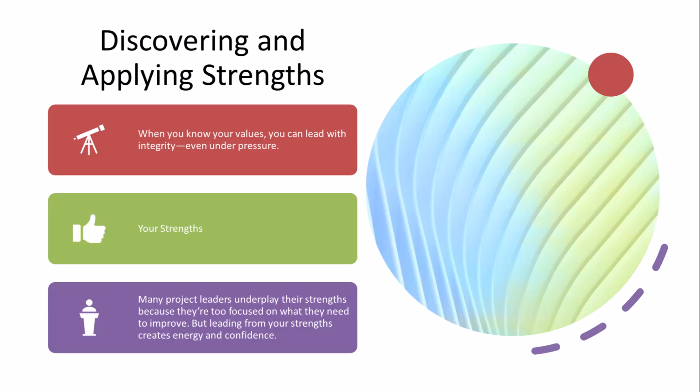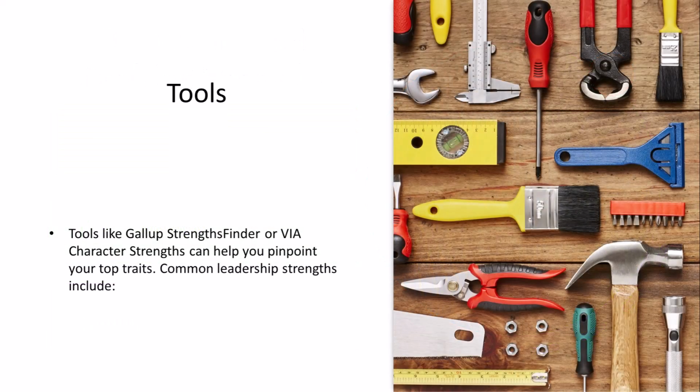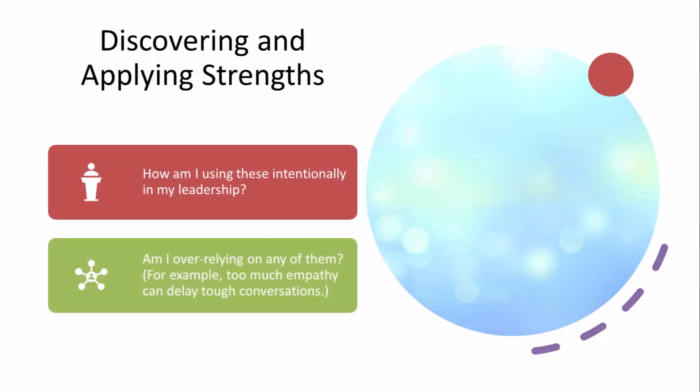Your strengths. Many project leaders underplay their strengths because they're too focused on what they need to improve. But leading from your strengths creates energy and confidence. Tools like Gallup StrengthsFinder or VIA Character Strengths can help you pinpoint your top traits. Common leadership strengths include strategic thinking, empathy, accountability, adaptability, communication. Once you identify your strengths, ask, how am I using these intentionally in my leadership? Am I over-relying on any of them? For example, too much empathy can delay tough conversations.